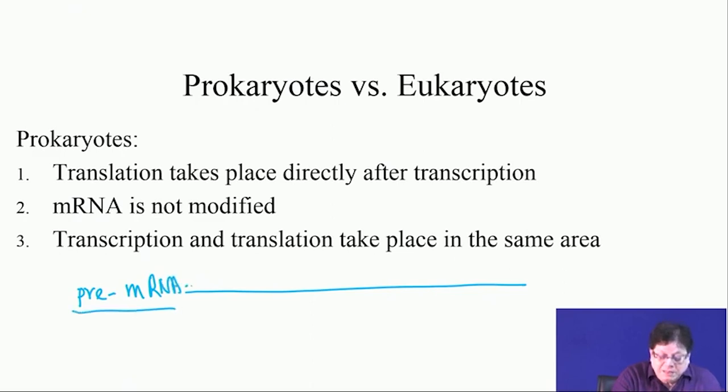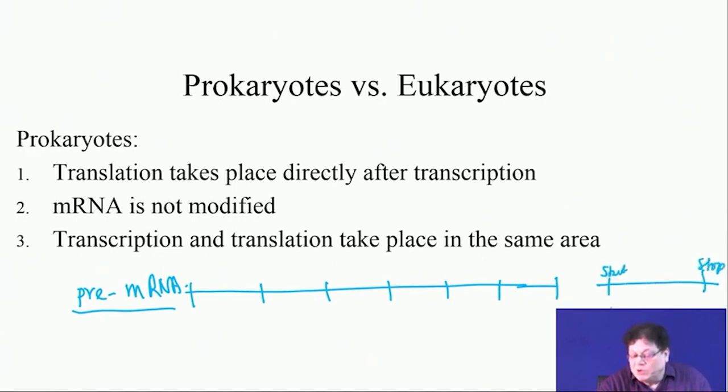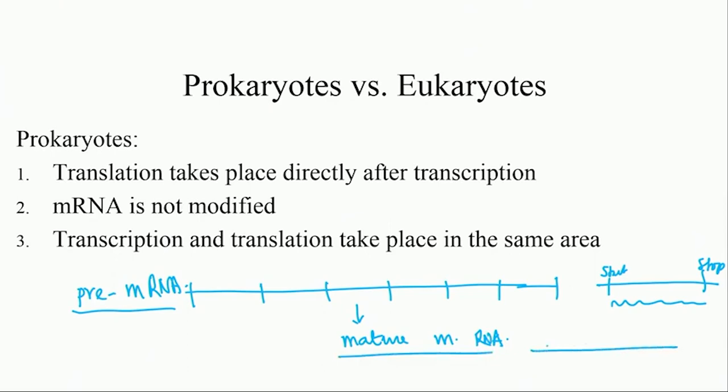Because this mRNA is made up of definitely all these codons. However, all the portions of it do not code for the protein. In case of prokaryotes, the full mRNA, suppose this is your start codon and this is your stop codon, the protein will be made according to this codon sequence. But in case of eukaryotes, the pre-mRNA will have to be further processed to make what is called a mature mRNA. What is mature mRNA? Where the full portion from start to stop is translated into the protein, stop and then start and then stop.